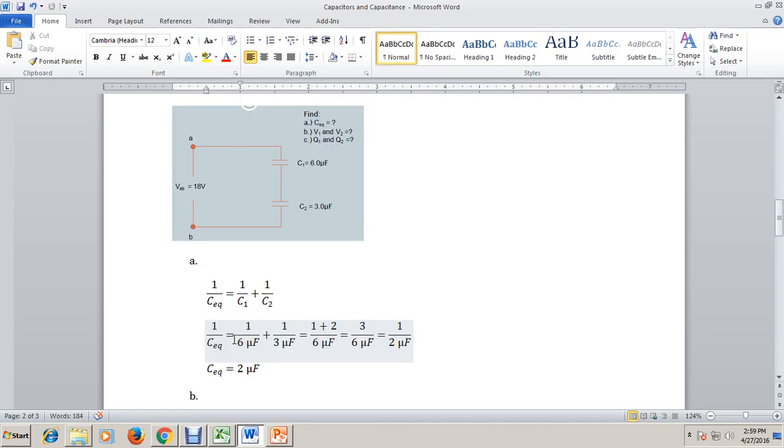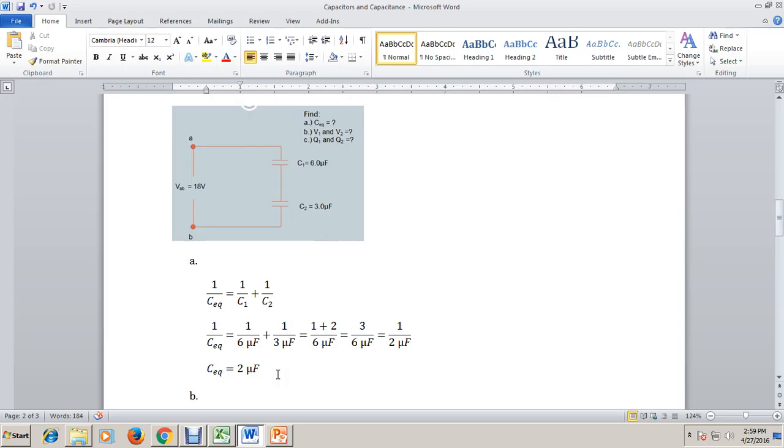Okay, so to get C equivalent, we should get the reciprocal of this fraction. So getting the reciprocal of 1 over C equivalent gives us C equivalent, and correspondingly that gives us the reciprocal of 1 over 2 microfarads, which is 2 microfarads. Therefore, the equivalent capacitance of the two capacitors in series is equal to 2 microfarads.